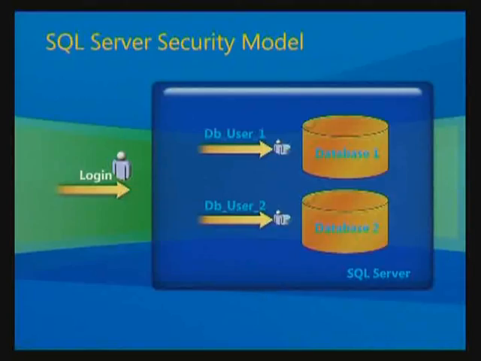Once you've gotten to the server, if you really want to do anything of interest, you have to establish yourself in the context of a database. So that's the other main scope in the security model. In a database, there is a related but separate set of principals, database users. So when you enter the server, and you establish yourself in the context of a database, then you can start accessing objects within that database based on permissions you've been granted in that database.